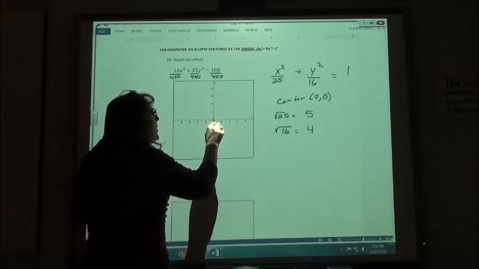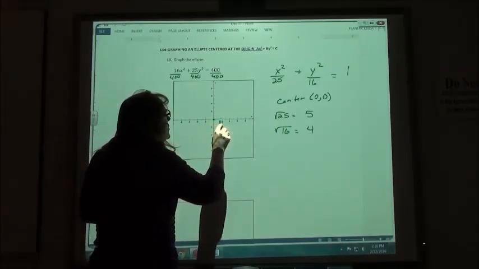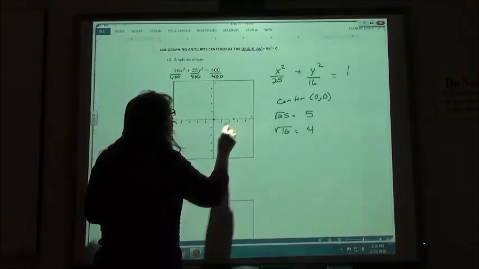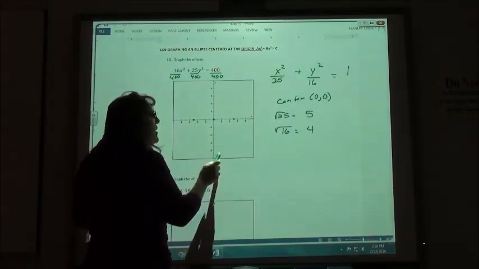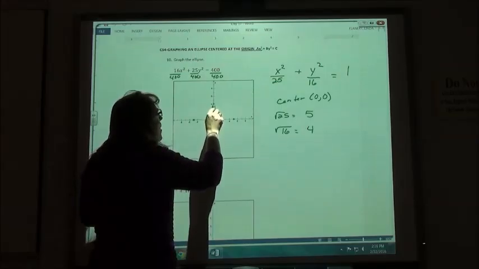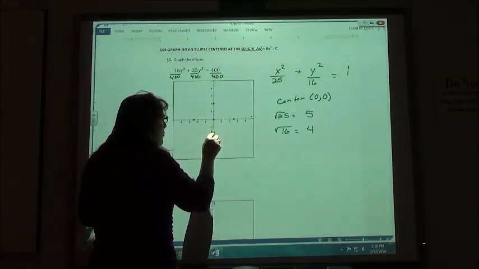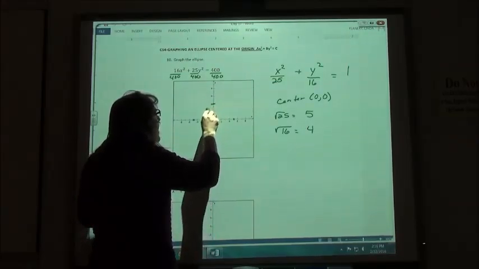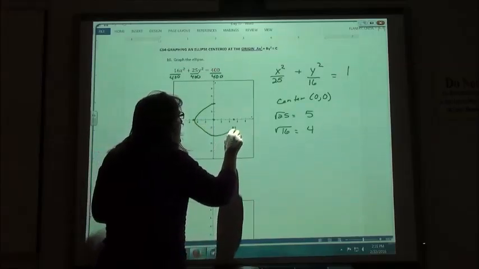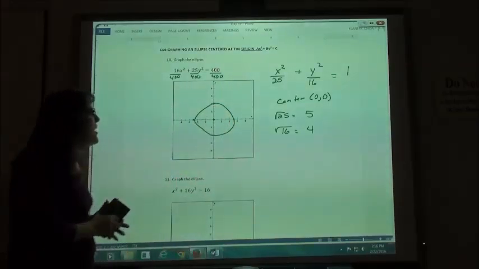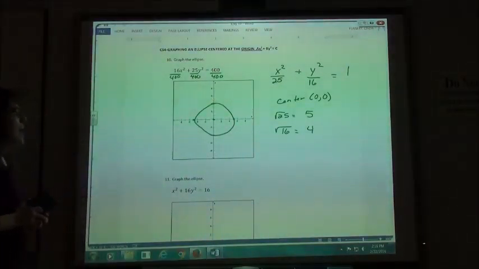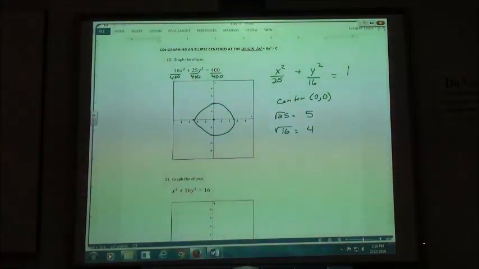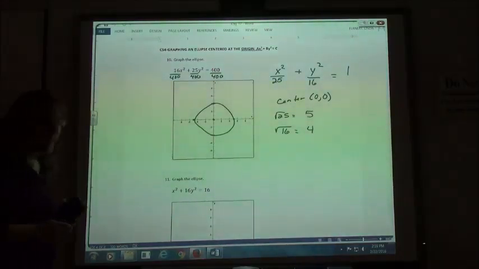So again, I'm going to place the center. I'm going to go 1, 2, 3, 4, 5 to the right, which also opens it up 1, 2, 3, 4, 5 to the left. I'm going to go 1, 2, 3, 4 up, which is also going to go 1, 2, 3, 4 down for my co-vertex. And my ellipse is going to be centered around the origin. My vertex was 5, my co-vertex was 4, and so my answer looks something sort of like that if I could draw an ellipse.